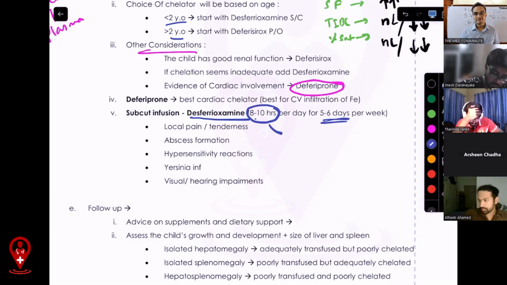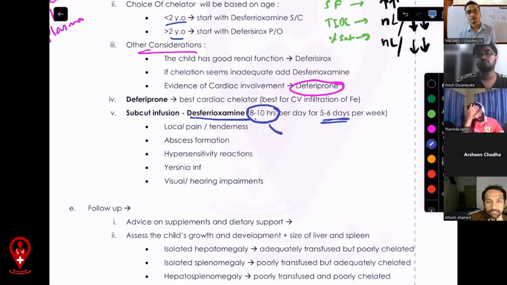Then, guys, the side effects of the subcut infusions, obviously there can be local pain and tenderness. Sometimes if the needle is not placed properly, there can be infections and related abscess formations, right? Abscesses, high swinging fever, fever with chills and rigors, these kind of things can be there. Hypersensitivity reactions can be there for the Desferrioxamine as well, not very common. And Yersinia infections, guys, this is because Yersinia is an iron-loving species. No need to know the exact mechanisms there, but there is a risk. And then visual and hearing impairments can also be there.